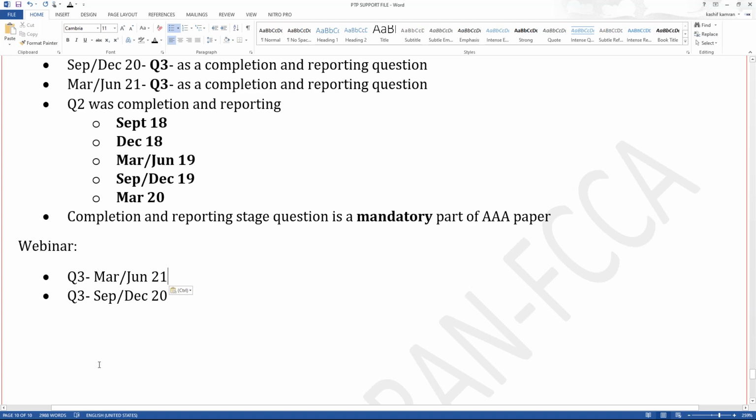What is the expectation of the examiner? What exactly does question 3 expect from a student? What is the marking scheme? What you should know to pass question 3 of the AAA paper. So let's start the journey, and let's start to understand each one of them, one by one.